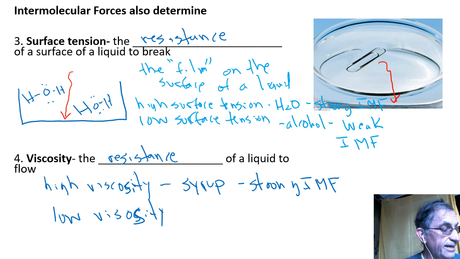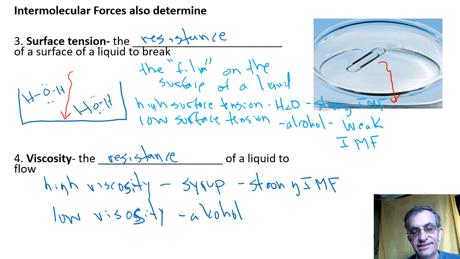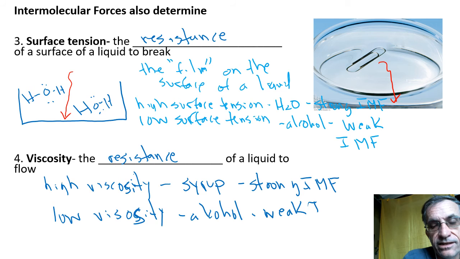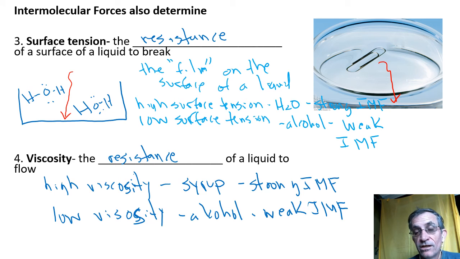Low viscosity, again, would be something like alcohol. I keep using alcohol as an example, but that's okay. Rubbing alcohol moves from one place to another pretty quickly when you pour it out of the bottle. Why would that be? Well, the molecules aren't stuck to each other, so they can move. So it has weak intermolecular forces. All right, so with that, that's it for the vocabulary part of this. Let's go ahead and do a few practice questions on this topic.